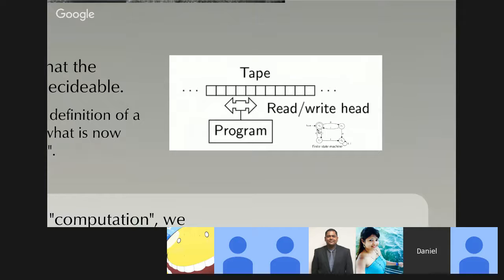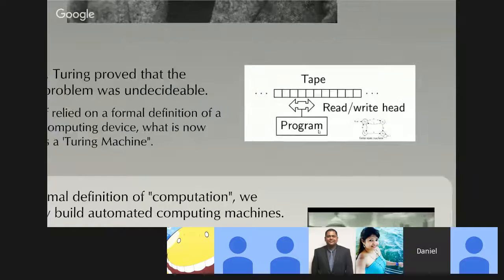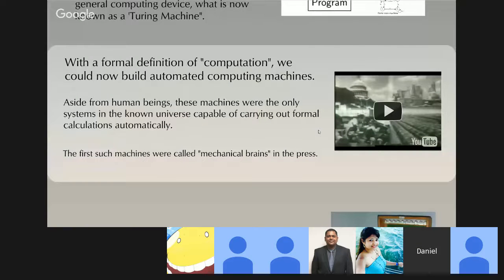Now, there's a lot of technical stuff that we could go over here. The point for our purposes, though, is that Turing gives a formal definition of computation, and with a formal definition of computation, you can actually start building these machines. And so we started building these machines. Once we did, these were some of the first machines to ever perform things like arithmetic, apart from human beings.